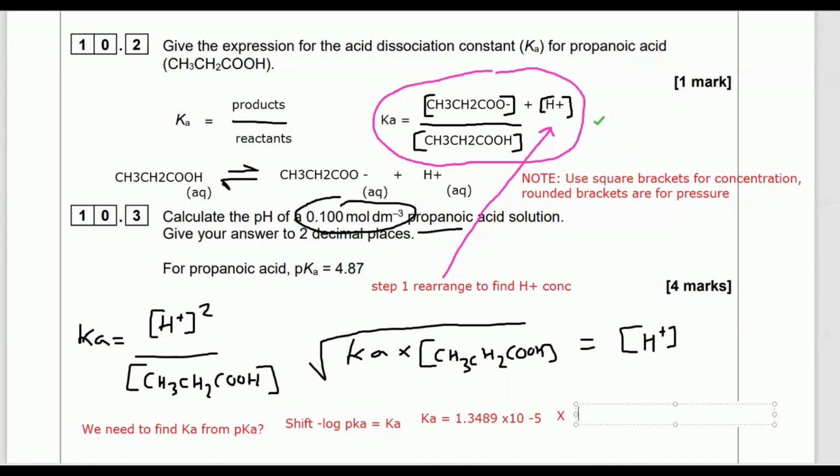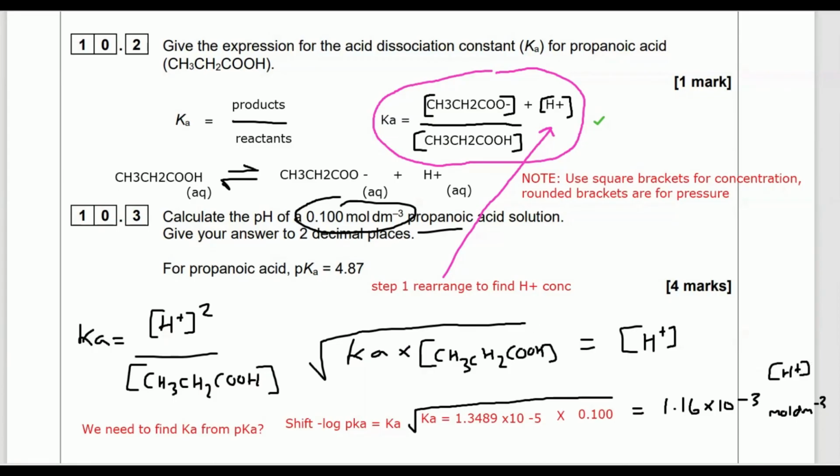So press shift on your calculator, minus log, and then put in 4.87, and you're going to get 1.3489, or 1.35 times 10 to the minus 5. Now that's the Ka, so we want to times that by 0.1, which is the concentration of our acid circled here. And then we want to square root the answer. And if we do that, we get 1.16 times 10 to the minus 3 mole per decimeter cubed. And that's our hydrogen ion concentration.